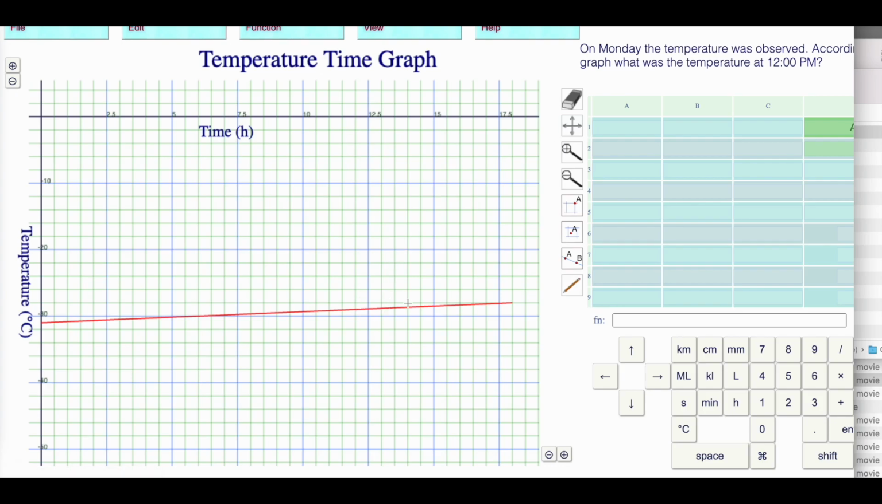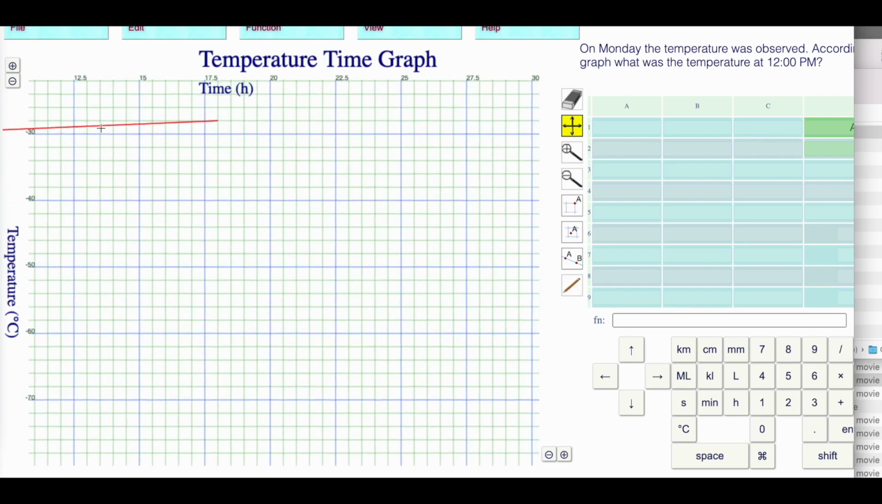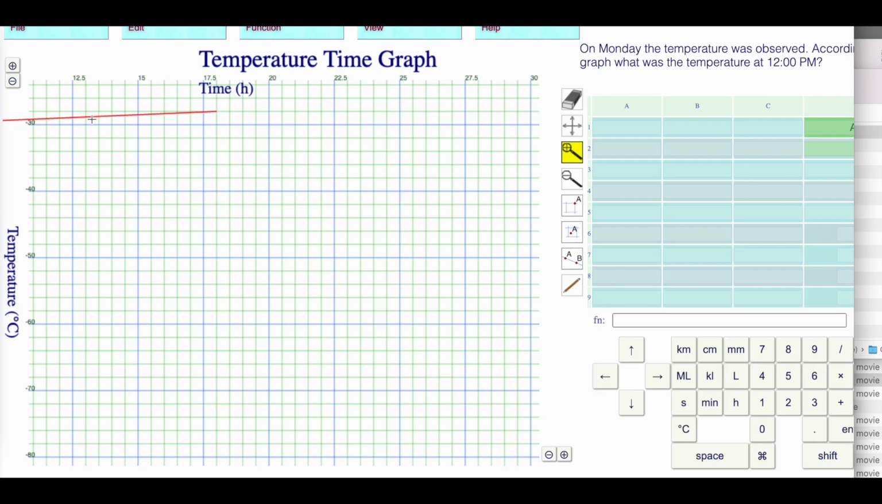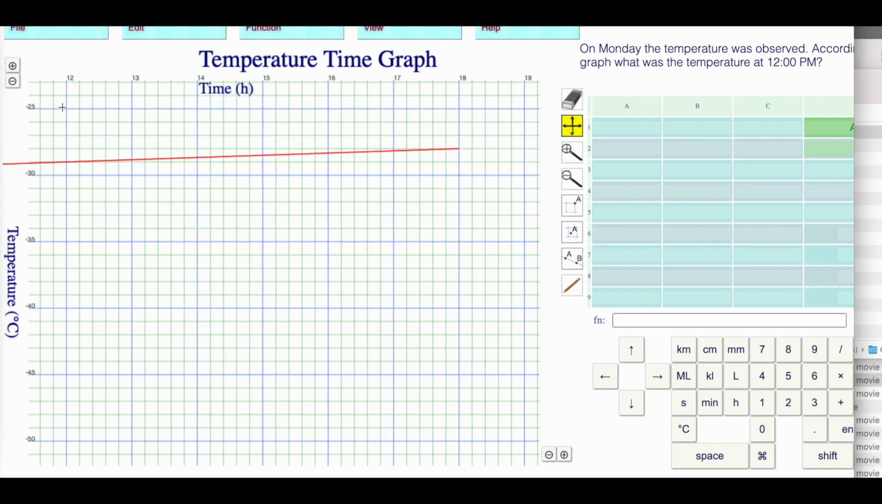I'm going to move the graph up so it's closer to my numbers. Grab that point and drag it closer to the numbers over here. 12 is here. Click with the magnifying glass on that. This is 12.5. 12 should be about here. And there it is. We can see that our 12 corresponds to this is negative 25, negative 26, 27, 28, 29, 30. At 12, we have negative 29 degrees.